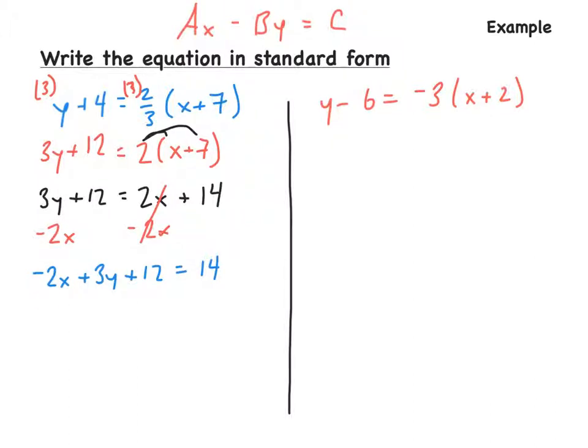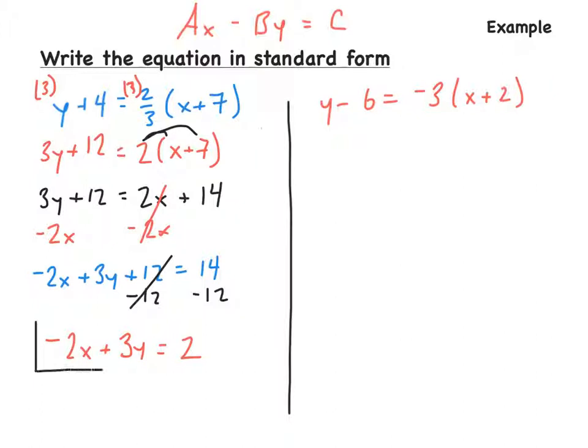Now I have my x's, I have my y's. Now I need my constants all to be on the right side. So I'll subtract 12 on both sides. So when I rewrite it, I'll have a minus 2x plus 3y is equal to 2.